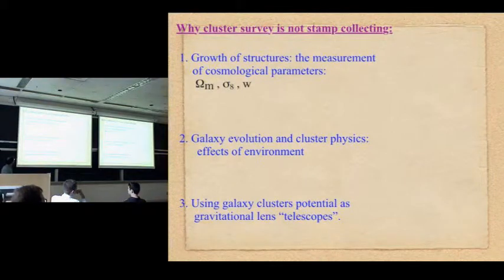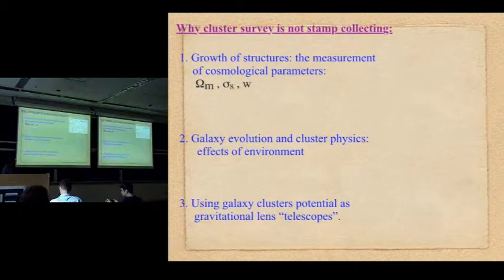Okay. And it looks like we are stamp collecting, but cluster survey is not just stamp collecting. One does get some science out of this. And these are what I think are the three primary objectives for doing a galaxy cluster survey. One is using clusters as indicators of structure, and allowing you to measure cosmological parameters from the point of view of the growth of structure, but also volume, since you're looking at volume density.